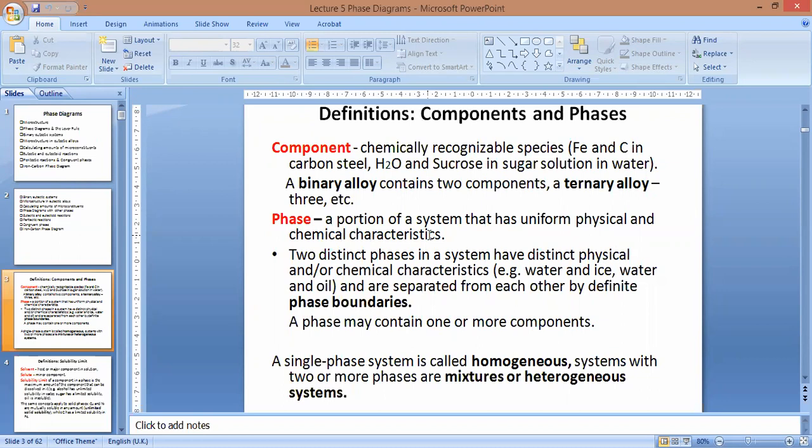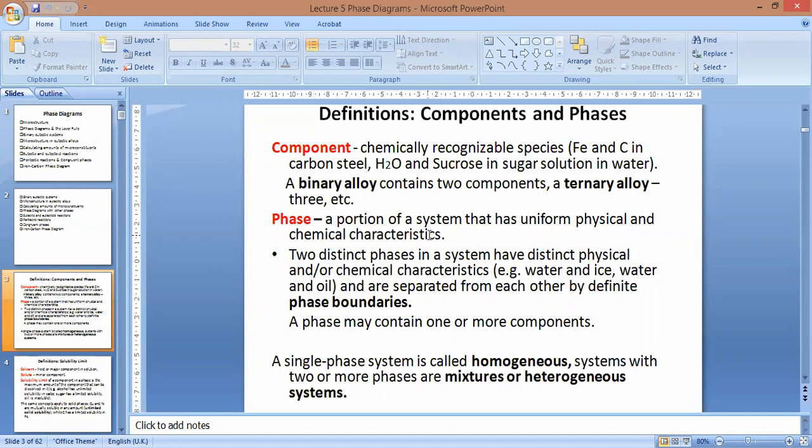Of course, there's going to be an intermediate, maybe where you have a mixture of water with ice. However, the distinct ones are water and ice, because the properties are different. So these phases are separated by what is known as phase boundaries. We're going to look at them going forward. So a phase may contain 1 or more components.